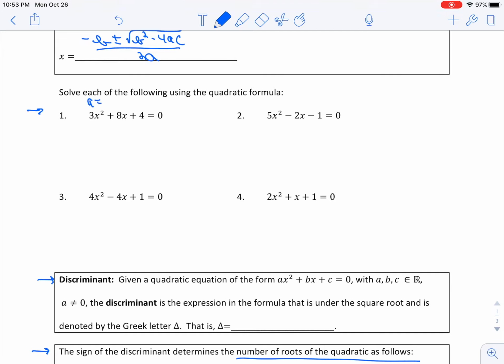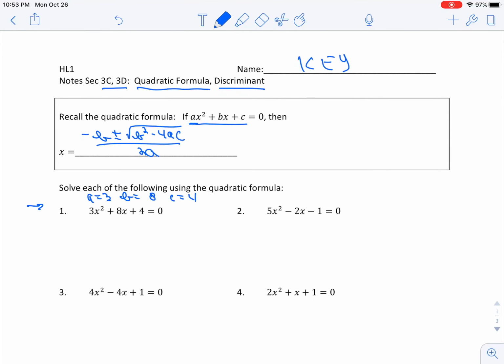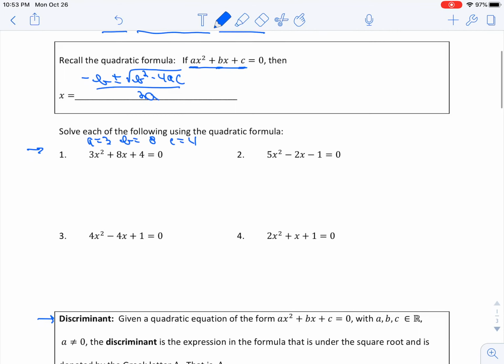So for this first one, a is equal to 3, b is equal to 8, c is equal to 4. All right, if you look at the form up here, a is the coefficient of the x squared term, b is the coefficient of the x term, c is the constant. And so that means in this problem, x is going to be equal to negative b, so negative 8, plus or minus the square root of b squared, so 8 squared, minus 4 times a, which is 3, times c, which is 4, all over 2 times a, which is 3.